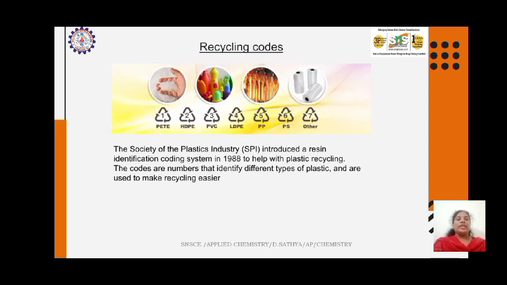Already we know about the recycling codes. Every day we are using plastics, and there are different types of recycling codes we see every day. Number 1, PET bottles, which we use as water bottles. Number 2, high density polyethylene. Number 3, polyvinyl chloride. 4, low density polyethylene. 5, polypropylene. 6, polystyrene. 7, other polymers. The Society of the Plastics Industry introduced the resin identification coding system in 1988 to help with plastic recycling. The codes are numbers that identify different types of plastics, used to make recycling easier.